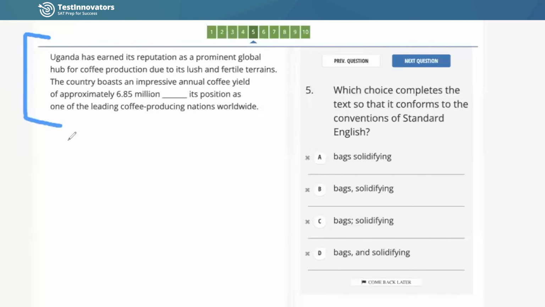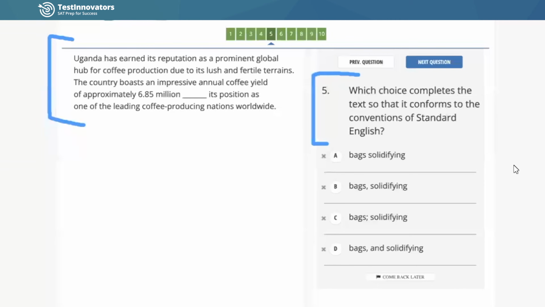Uganda has earned its reputation as a prominent global hub for coffee production due to its lush and fertile terrains. The country boasts an impressive annual coffee yield of approximately 6.85 million blank, its position as one of the leading coffee producing nations worldwide. And here's the question. Which choice completes the text so that it conforms to the conventions of standard English?